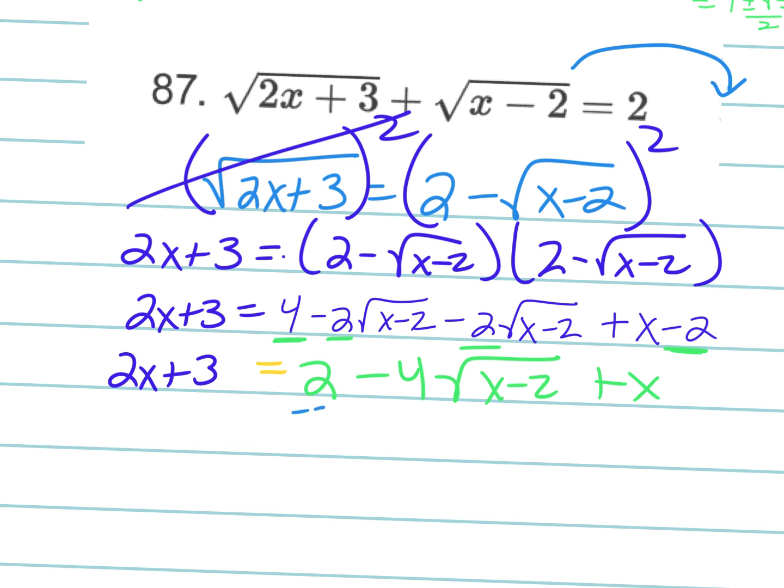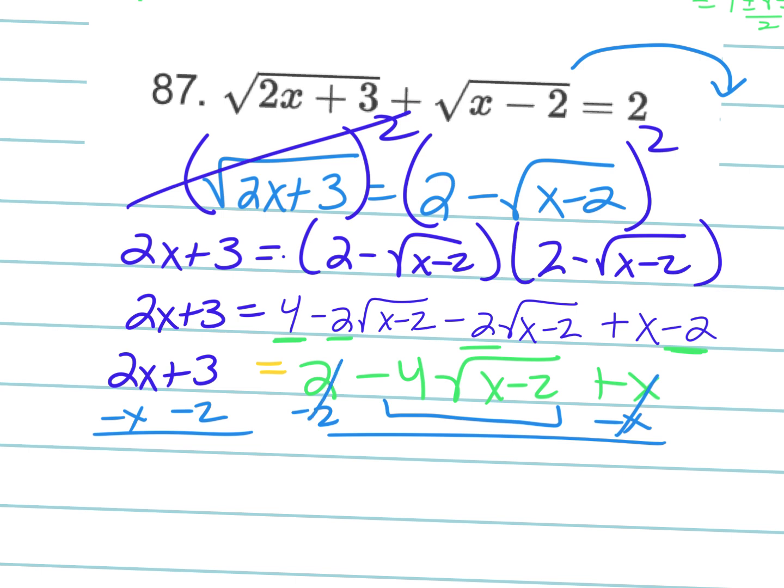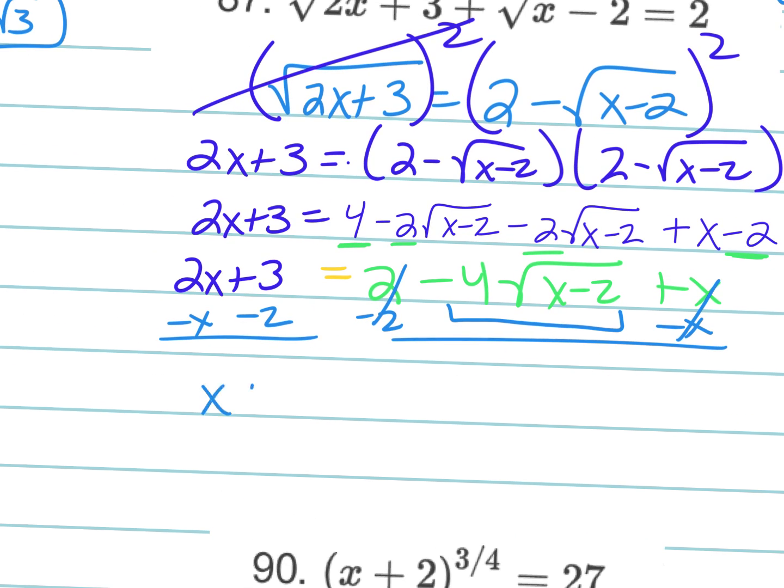So we can go ahead and subtract 2 from both sides, and we can subtract x from both sides, because what we're trying to do is isolate this negative 4 square root of x minus 2. So this will cancel. So we're left with x plus 1 equals negative 4 times the square root of x minus 2. The next step we're going to do is divide both sides by negative 4.